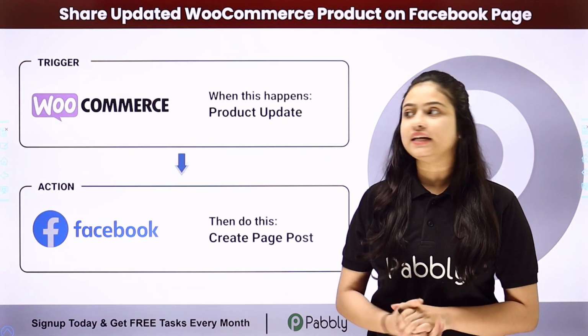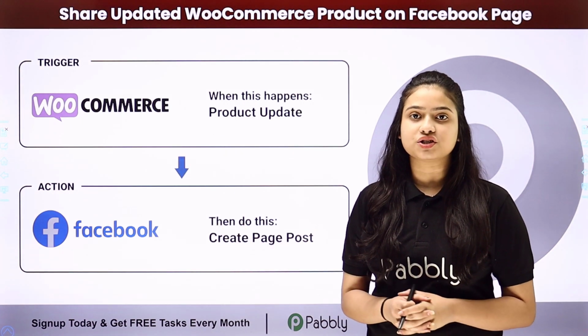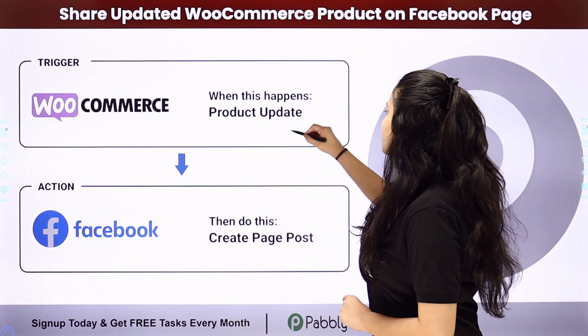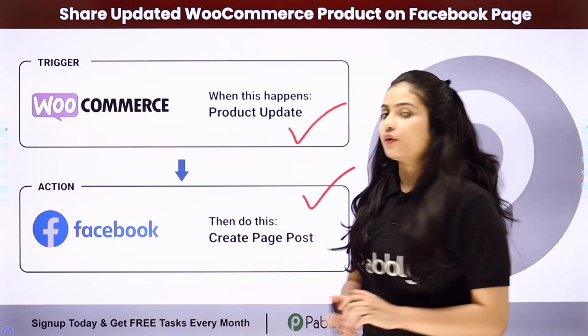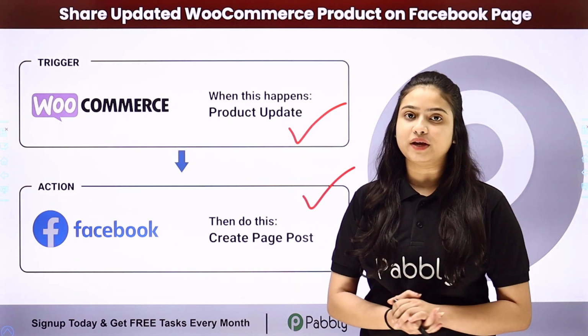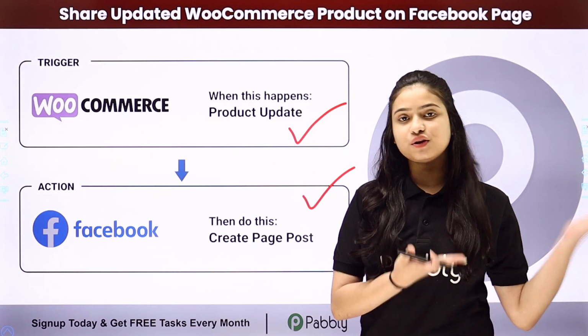For that, we will have to integrate both these applications, and that we are going to do with the help of an amazing automation and integration software, Pabbly Connect. So what we are going to do is, we have WooCommerce in our trigger and Facebook Pages in our action. So we will be connecting both of them by using Pabbly Connect in order to automate this entire process. And to learn this entire automation step by step, let me take you all to my screen.